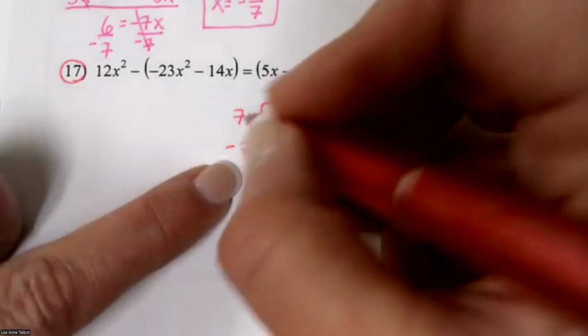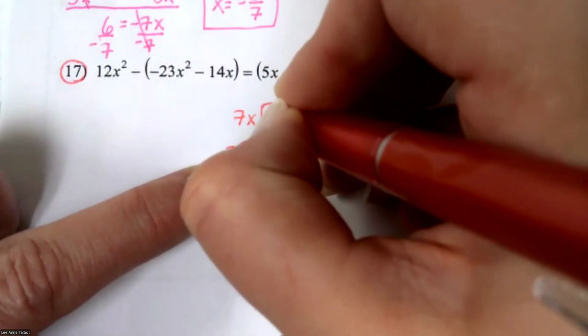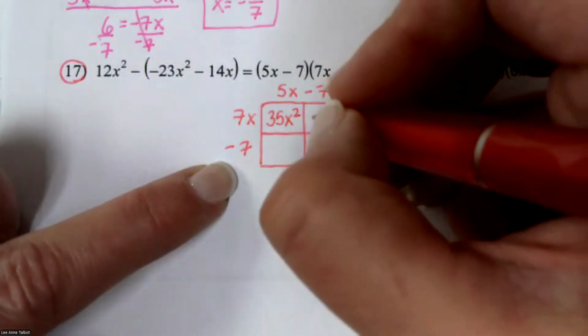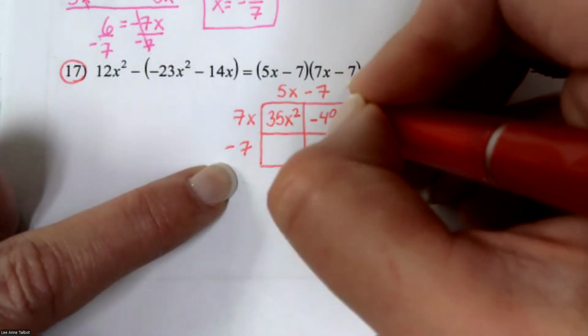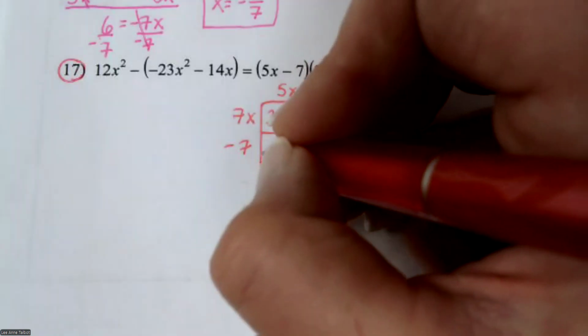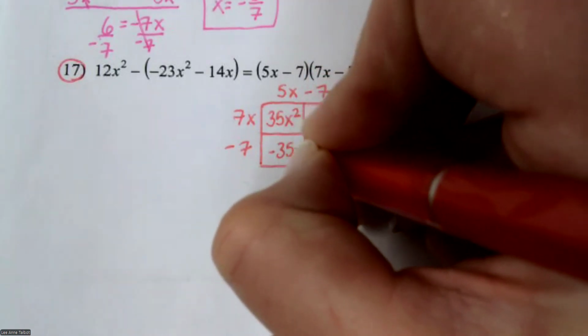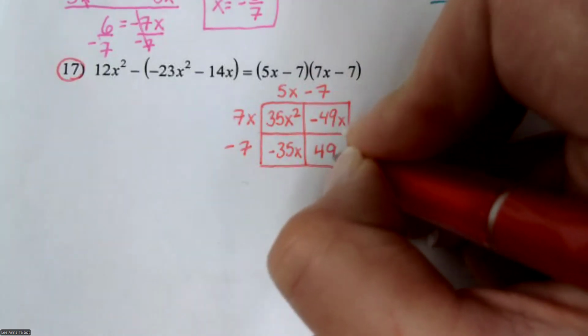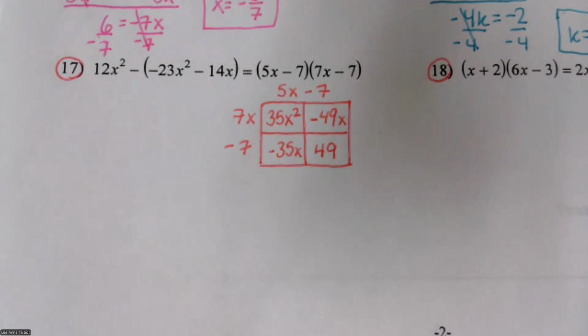Okay, and 5x times 7x is 35x squared. 7x times negative 7 is negative 49x. Negative 7 times 5x is negative 35x. Negative 7 times negative 7 is positive 49. Look at me go.